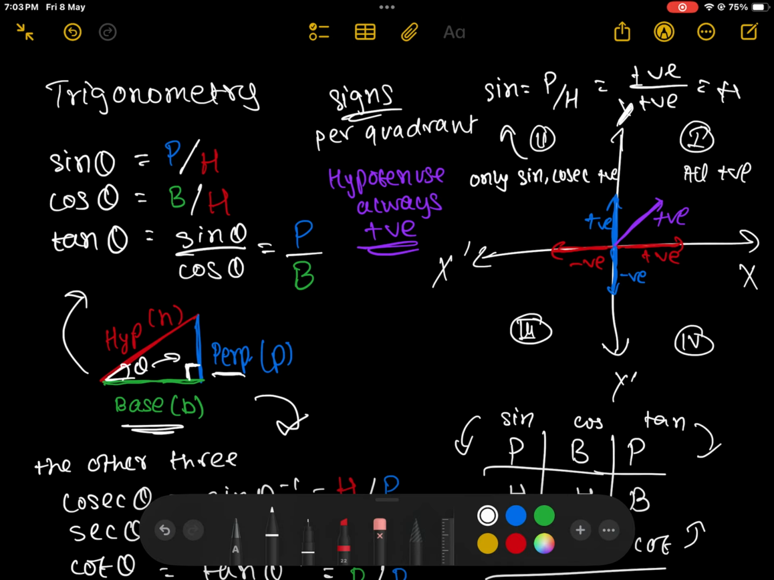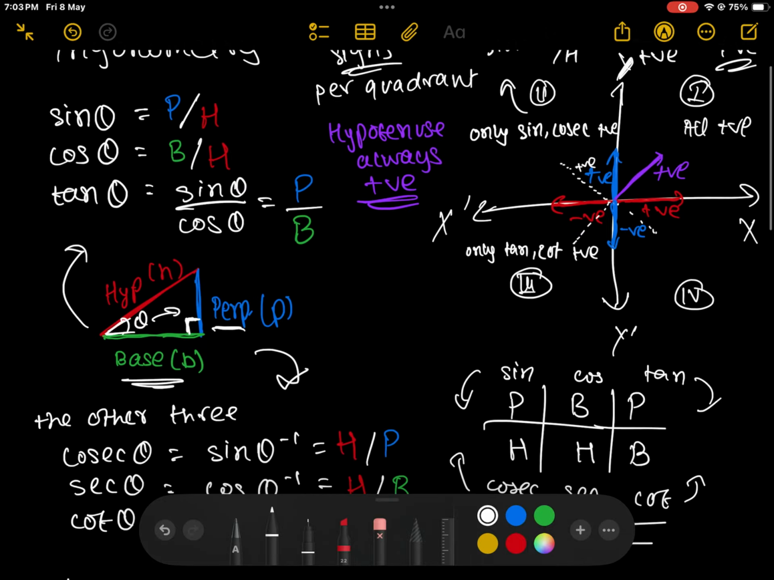So perpendicular upon hypotenuse, that is positive upon positive, which will just lead to a positive quantity overall. So yeah, in the third quadrant it's only tan and cot, and in the fourth quadrant it's only cosec and sec.